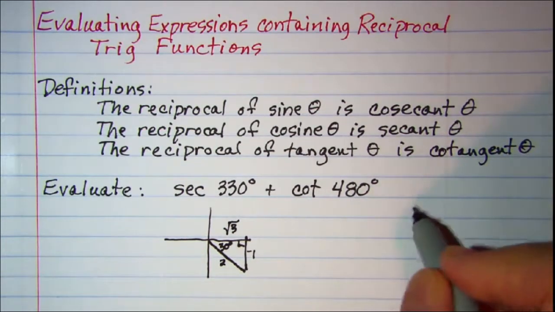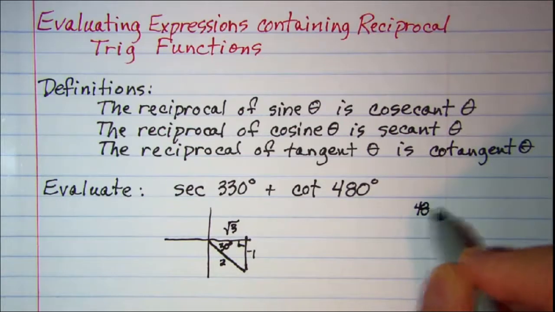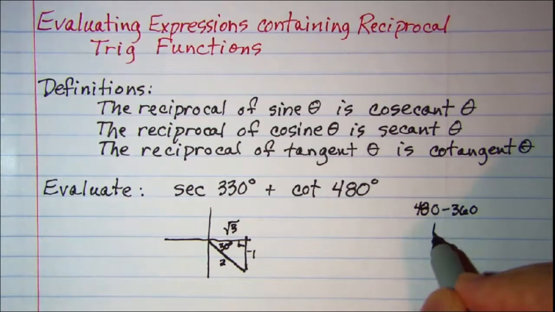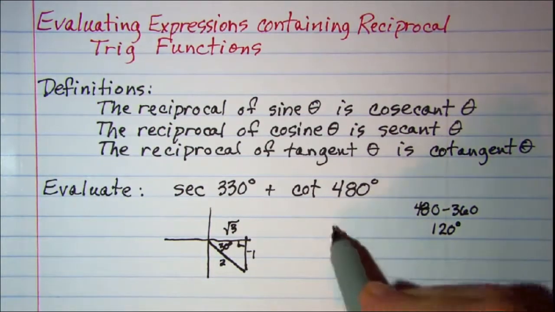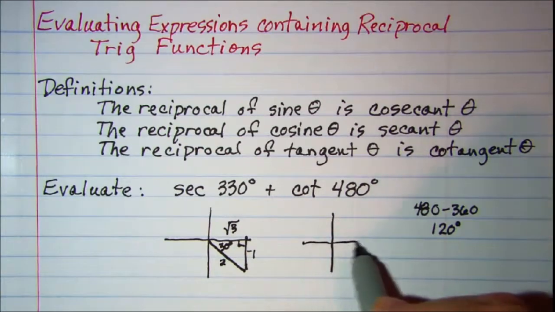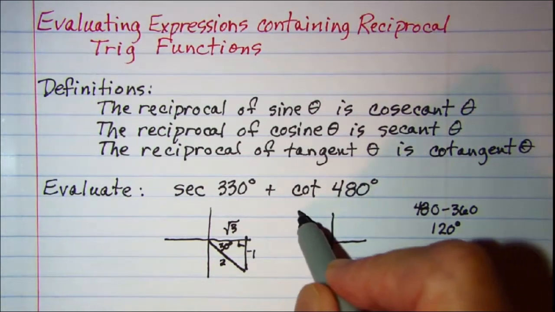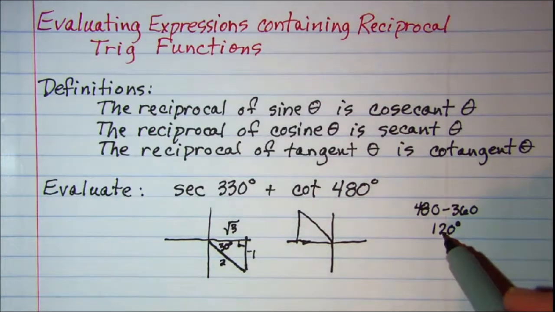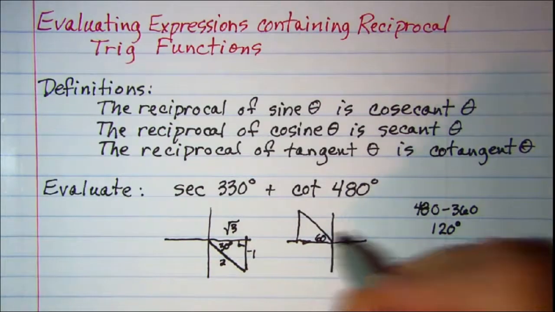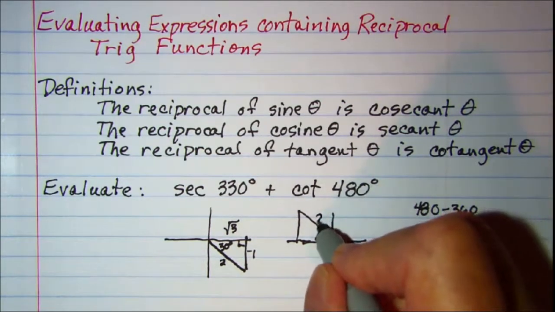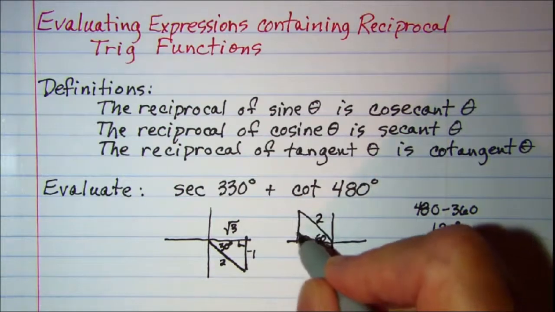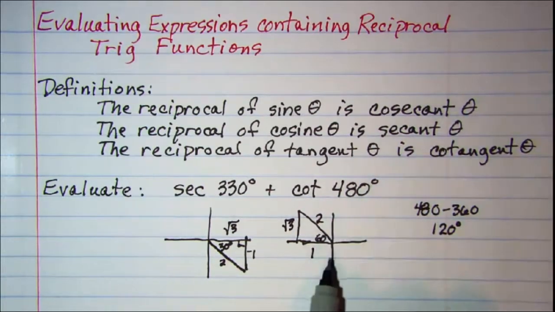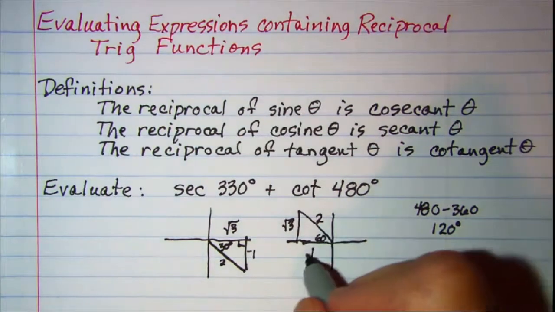For this one we need 480 minus 360, and so our angle is 120 that we're going to be dealing with, and that would be in quadrant 2. 180 minus 120 is 60, so our reference angle is 60. Again, let's put a 2 on the hypotenuse, and then the side opposite the 60 is root 3, and the other one is 1. This one is left of the y-axis, so it'll be a negative.